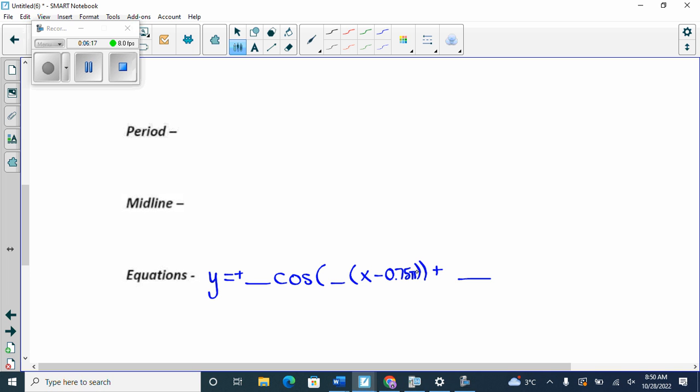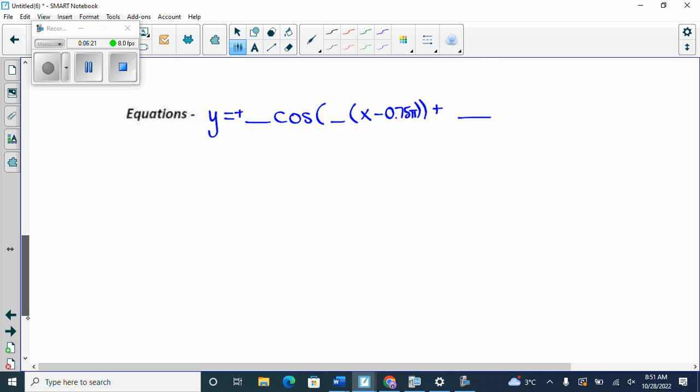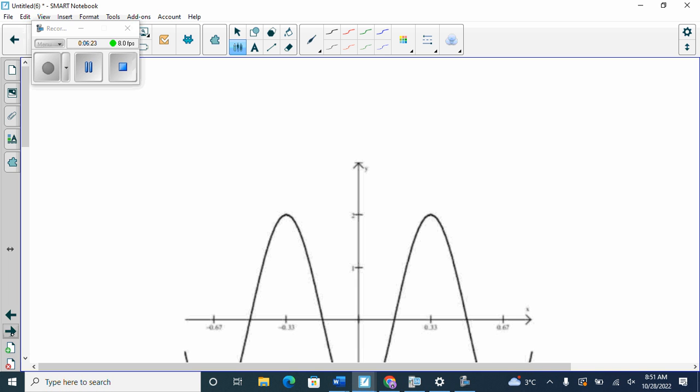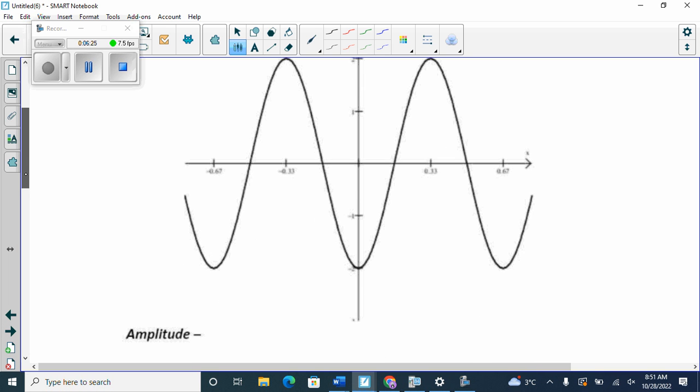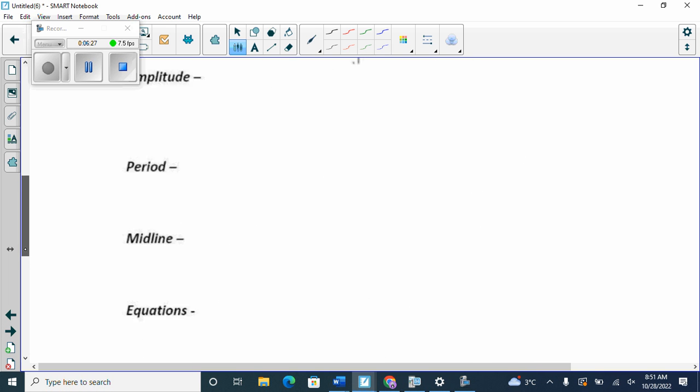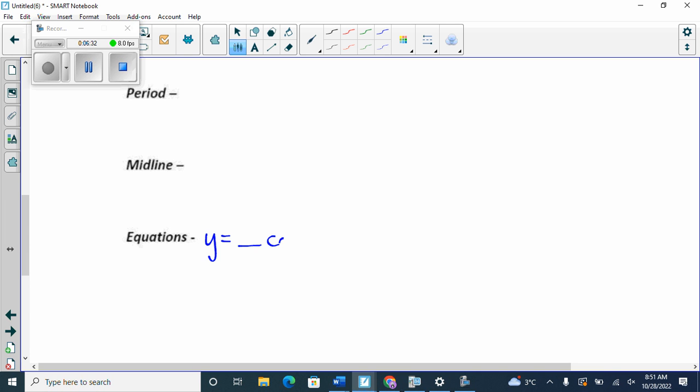Is that hard to find? No. Moving on. We're so good. Look at this. Genius level. We brought our big brains. Okay. Y equals blank cos blank x plus blank. And I want to do a positive A, so I'm going to put that there.